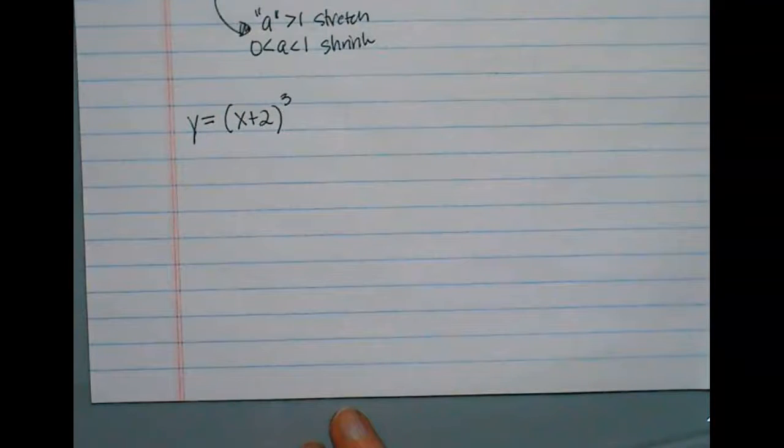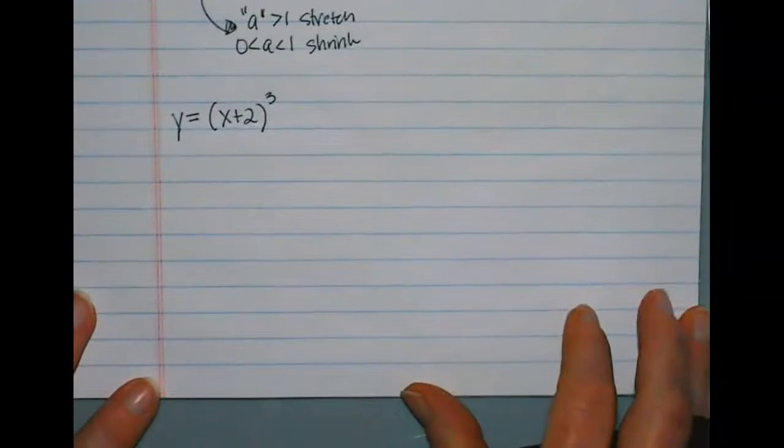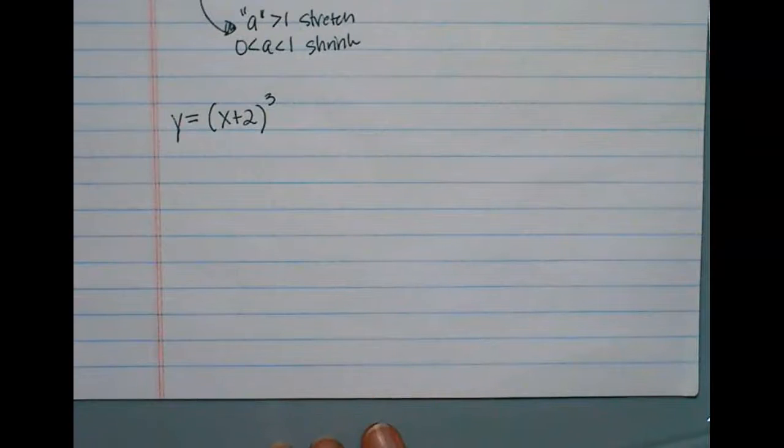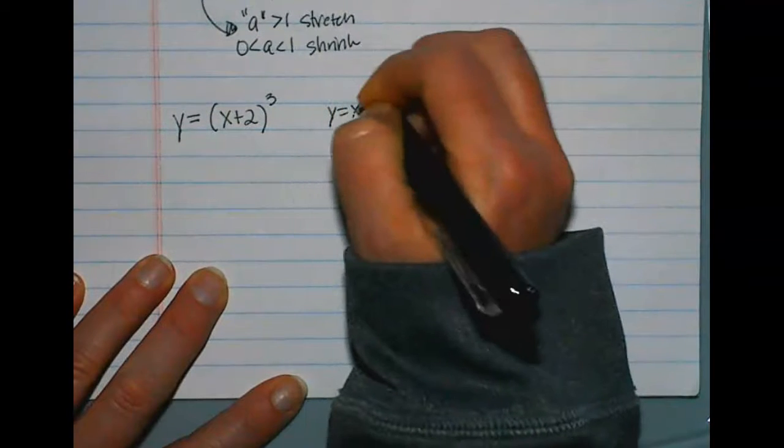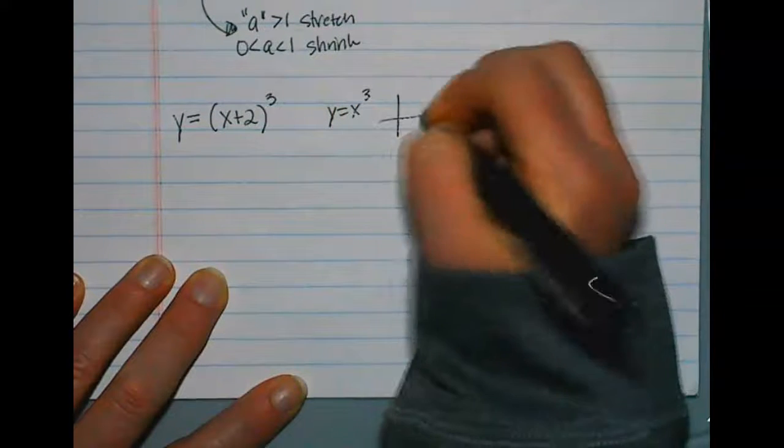So I want you to think about what this parent function would be and write that down. Think about what that looks like and jot that down. And then let's see how this would shift. I'm talking about big ideas here, not an exact graph with every single dot in the right place. I'm talking about, can we sketch it, and sketch it quickly, with transformations? So the parent function for this would be y equals x cubed. It looks like this.